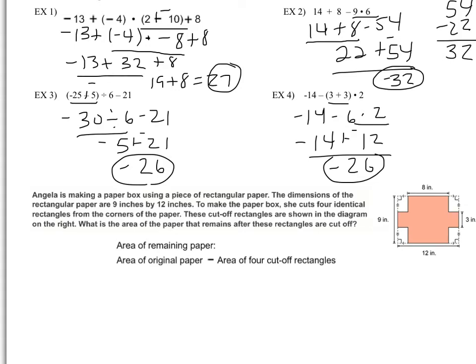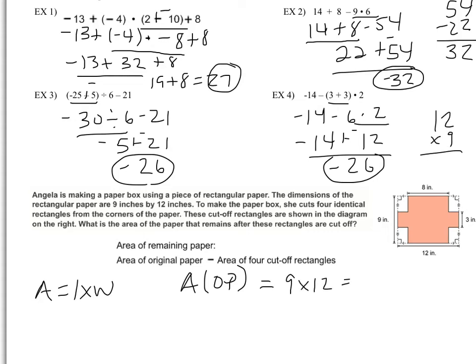Okay, so what we are doing is we are going to figure out, to find the area of the remaining paper, we need to take the area of the original paper and we need to subtract the area of the 4 cut-off rectangles. Okay, so the area formula for a rectangle is length times width. Area of the, I'm going to put OP for original paper. The dimensions are 9 by 12. So we need to do 9 times 12, which is 108. So this is 108 inches squared. Remember, area is units squared.